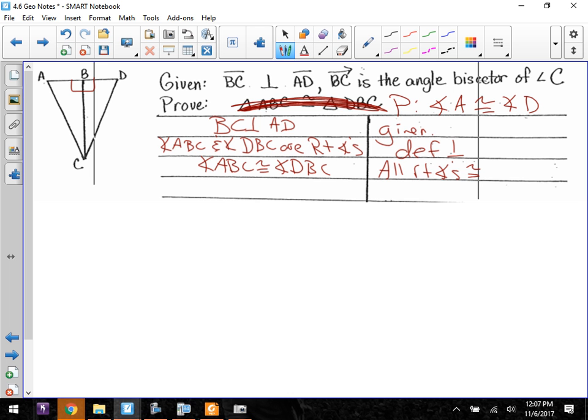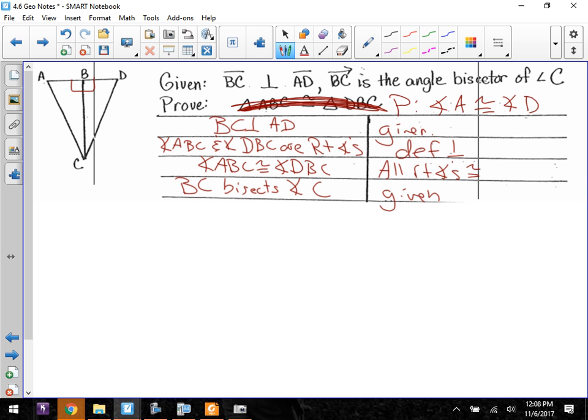Nice. Anyway, so according to your progression sheet, there is nothing left to say after you have those right angles. After they're congruent, you're done with that. So now you go to your next statement. Guys, you go to your next statement: BC bisects angle C.